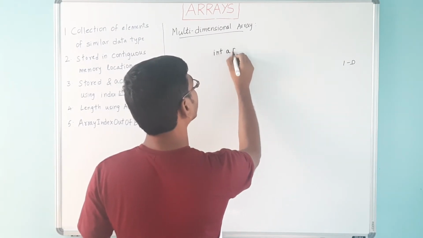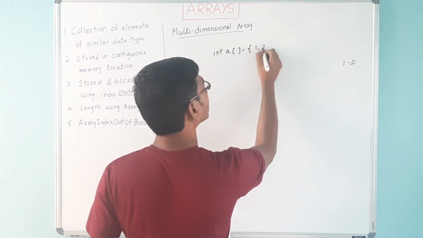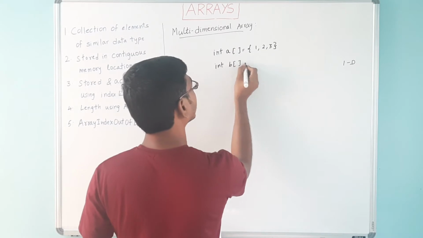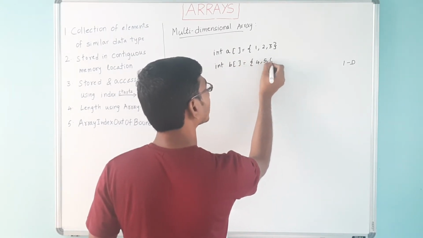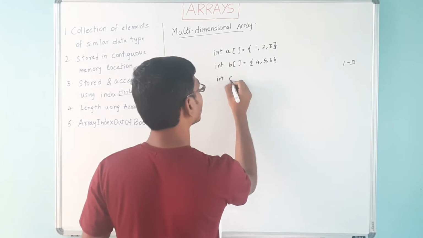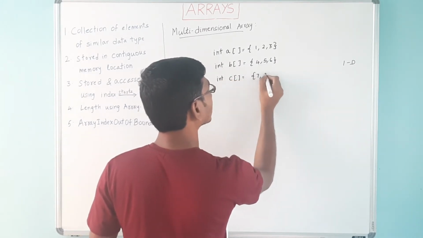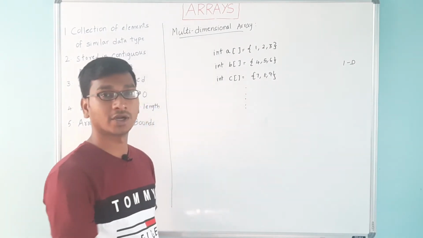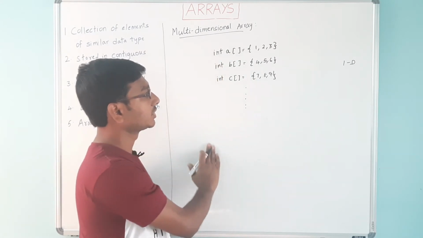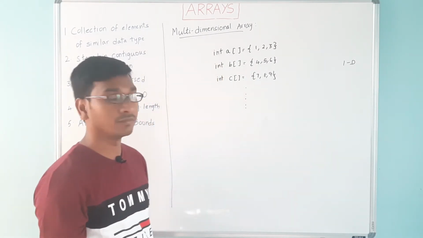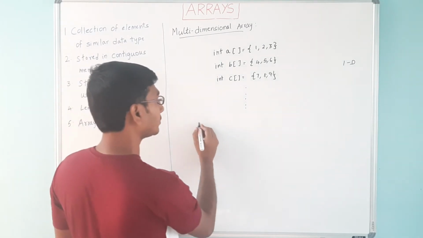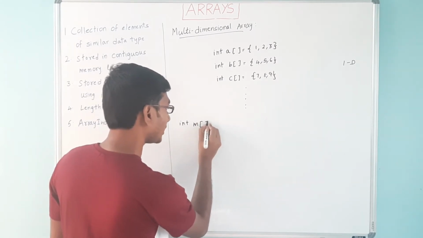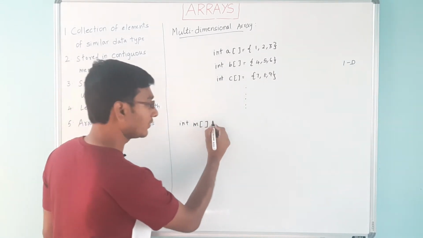I have an array A which has elements 1, 2, 3, 4, and I have another array with some values like this, and I have array C with some elements in it. Like this, we can have n number of arrays, right? Again, maintaining all these arrays will be difficult, right? So we need another array which can hold all these arrays. For example, int, let me call my array m, and it has to hold arrays of arrays.